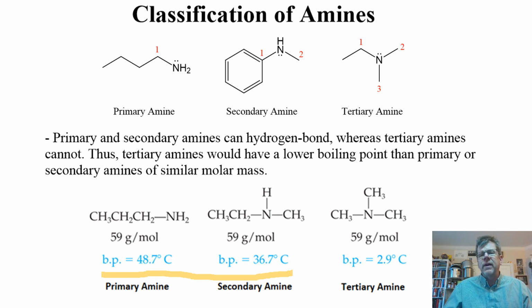Take away that ability to hydrogen bond, however, and we look over at the similarly massed tertiary amine, well, we're almost at a 0 degrees Celsius boiling point, a dramatic drop from what we saw in the first two cases. So all amines are not considered equal with respect to hydrogen bonding. We got to have NHs in order to hydrogen bond.